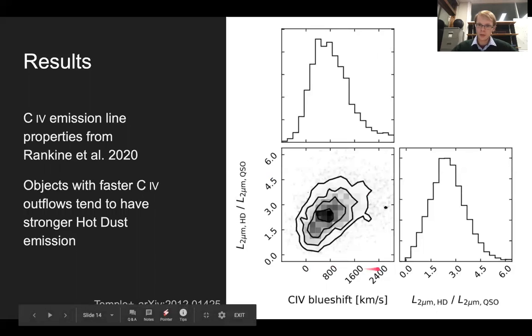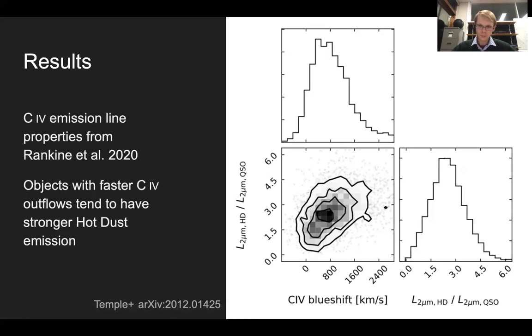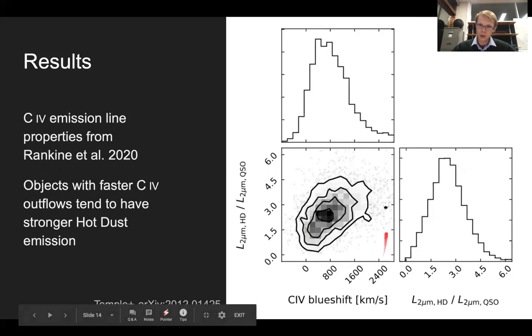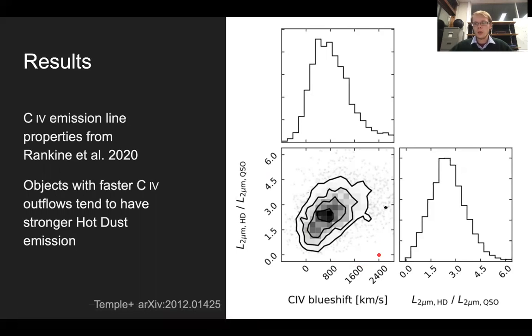And on the x-axis, I'm showing the blueshift of the CIV emission line. The objects on the left with 0 blueshift show symmetric emission at the rest frame laboratory wavelength. Objects with large blueshifts show asymmetric emission, which has been Doppler shifted to the blue, so showing stronger evidence for outflows. And you can see there's this clear trend. Objects with stronger hot dust emission also tend to show stronger evidence for outflows in the UV emission line profiles.